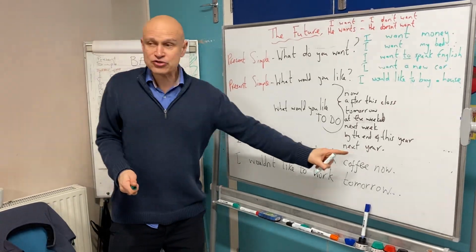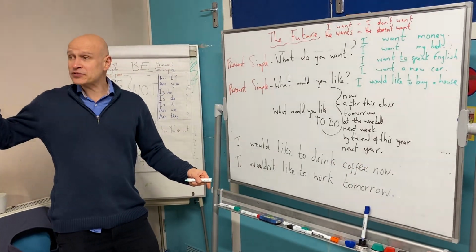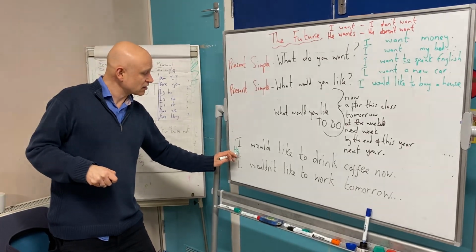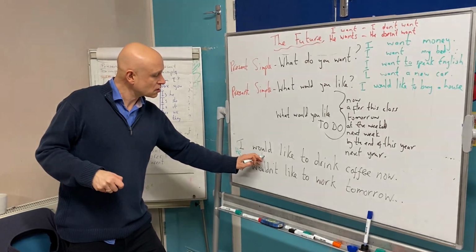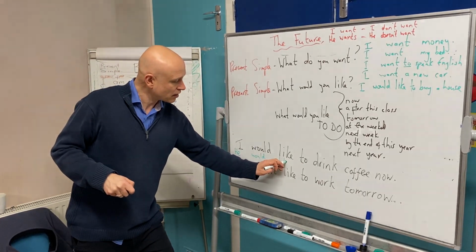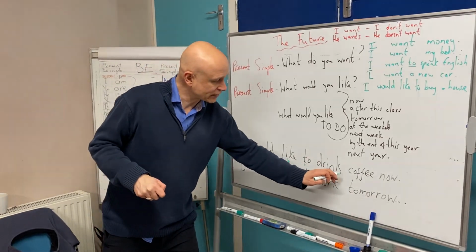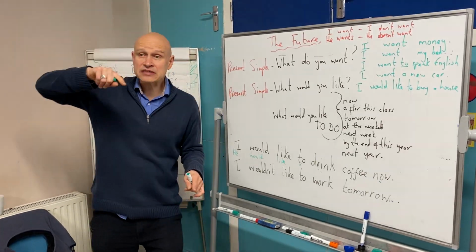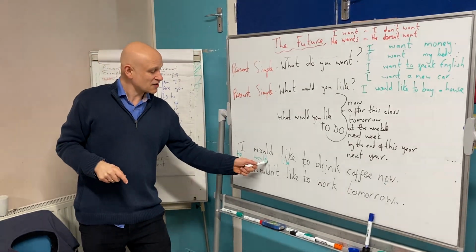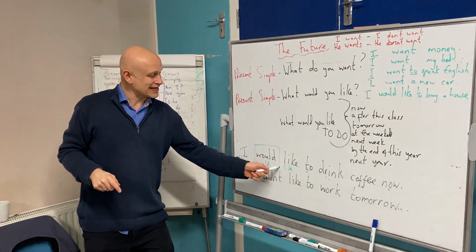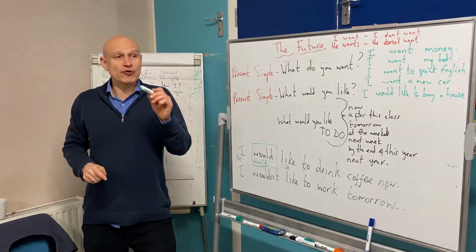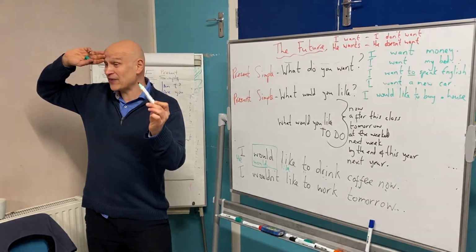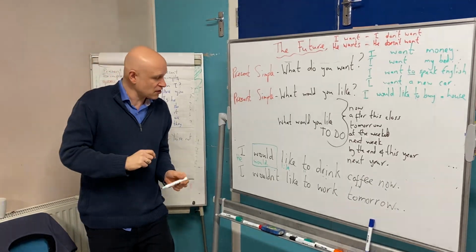I would like to drink coffee now. If we put it into the third person, it's he would like to drink coffee now. Nothing changes. And pre-intermediates, this is because this is a modal verb. And remember, after a modal verb, the main verb is always infinitive, always present simple first person.